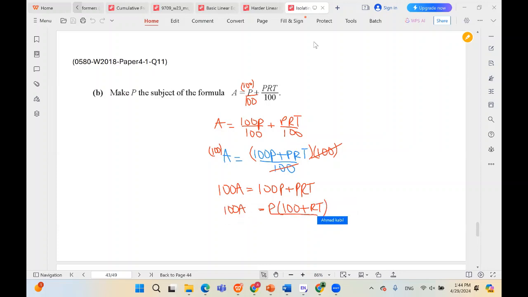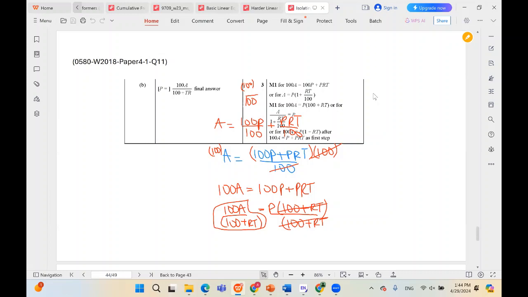You can now divide both sides by the bracket. So these will cancel out, and this will be your final expression. 100a over 100 plus rt is the correct final answer.